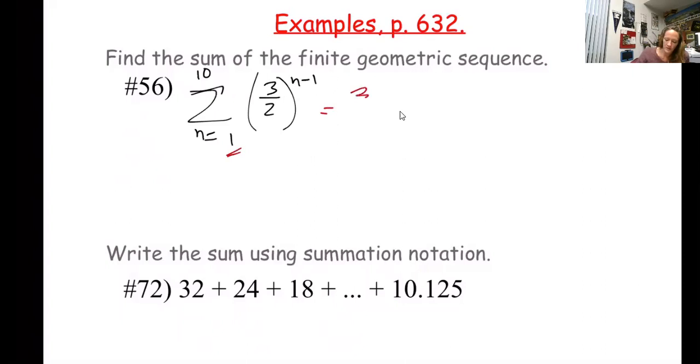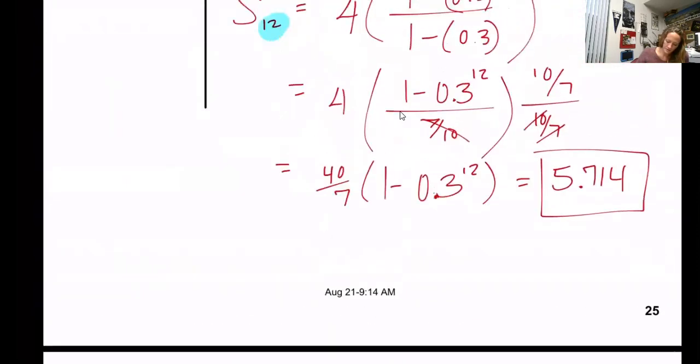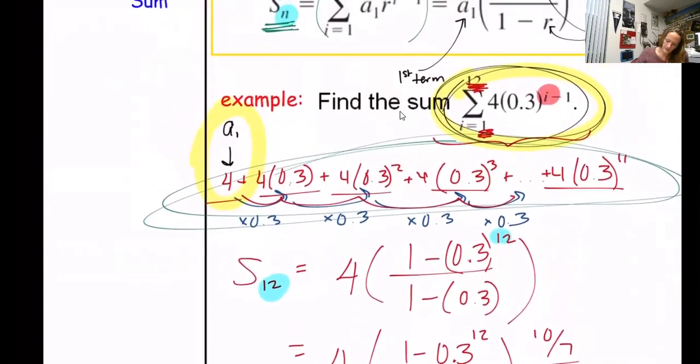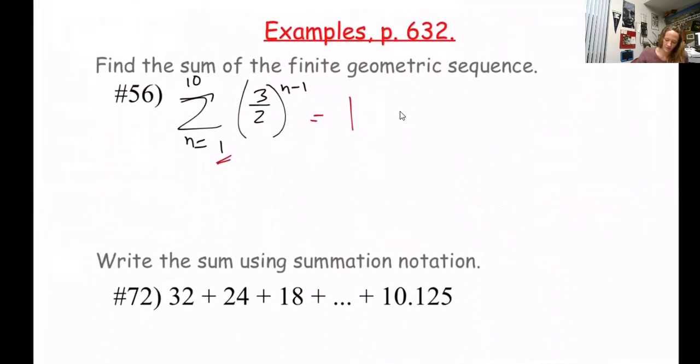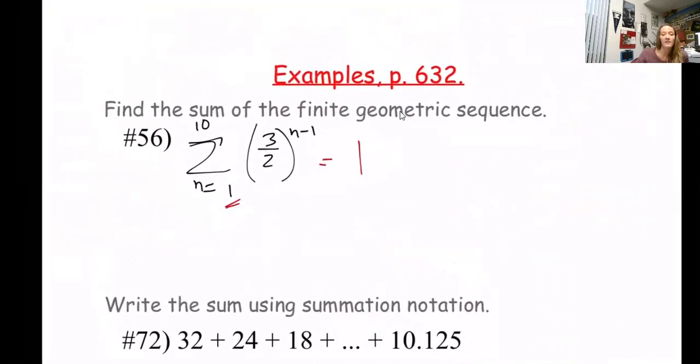Well, 1 minus 1 is 0. Anything to the 0 power is 1. Do we need to double check that up here? This was 4 times 0.3 to the 0 power, which was 4 times 1. But this time it's 3/2 raised to plugging in 1. 1 minus 1 is 0, 3/2 to the 0 is 1.